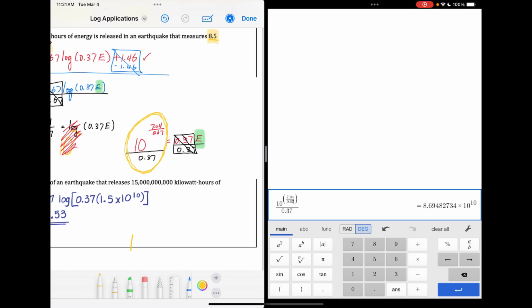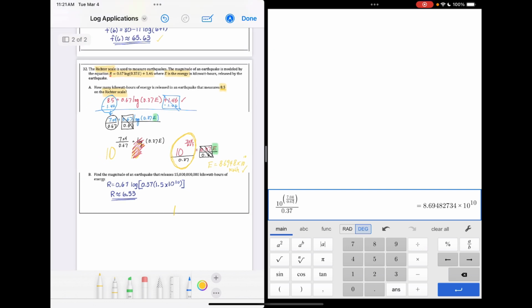So this tells me, finally, my E, as you can see here, is equal to a very big number, 8.694 times 10 to the power of 10. And that will be the unit, kilowatt hours. And that is perfect, okay?